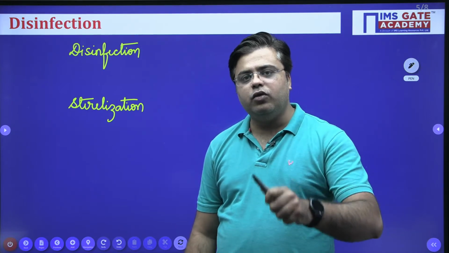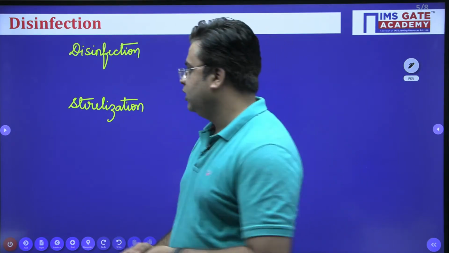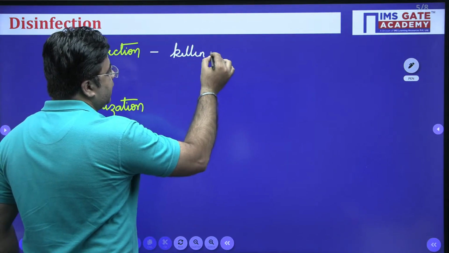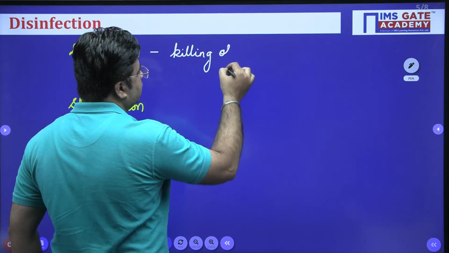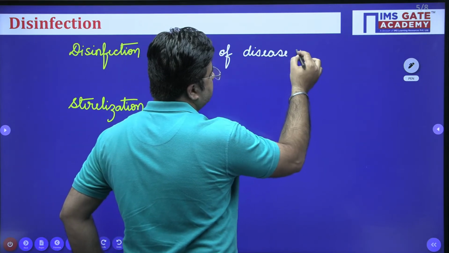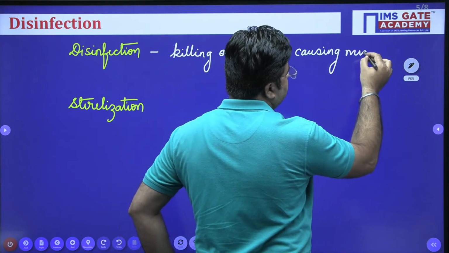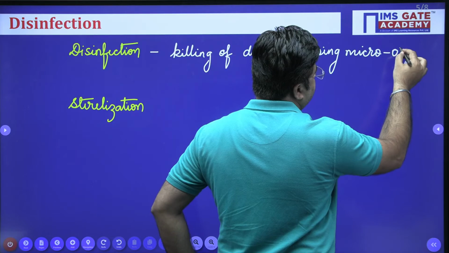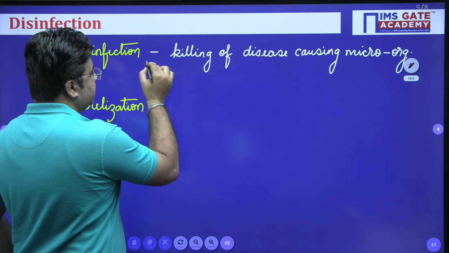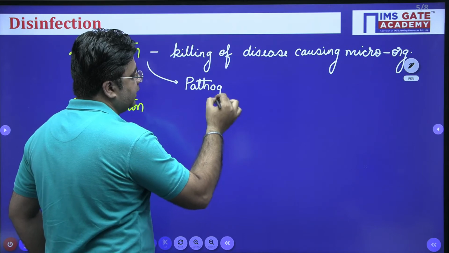The killing of only disease-causing microorganisms is termed as disinfection. Disinfection is the killing of disease-causing microorganisms. These disease-causing microorganisms are known as pathogens. So basically disinfection is the mechanism of killing pathogens that are present in our water sample.